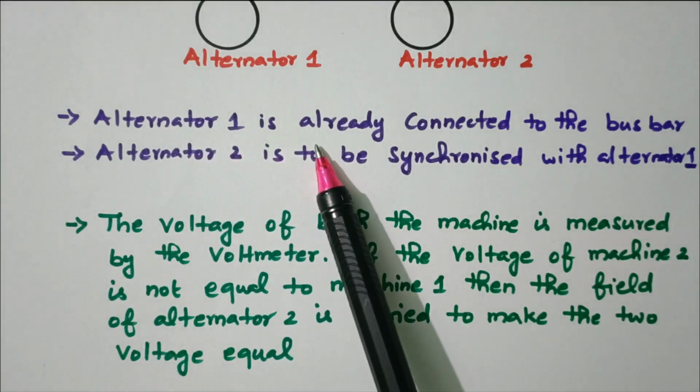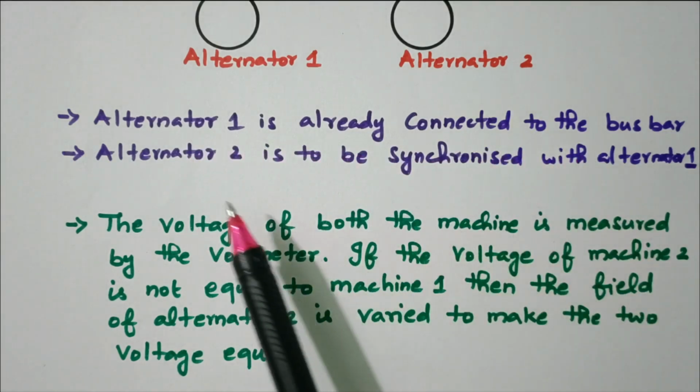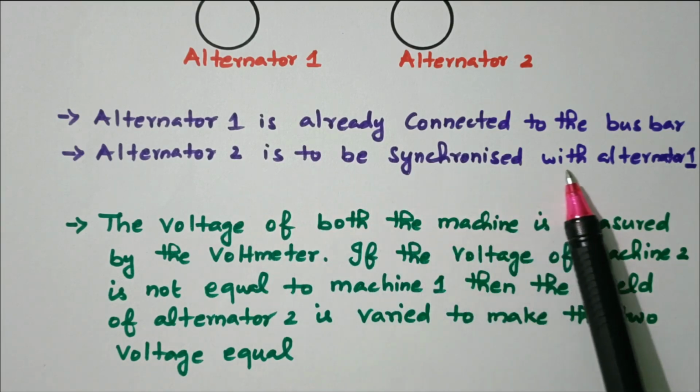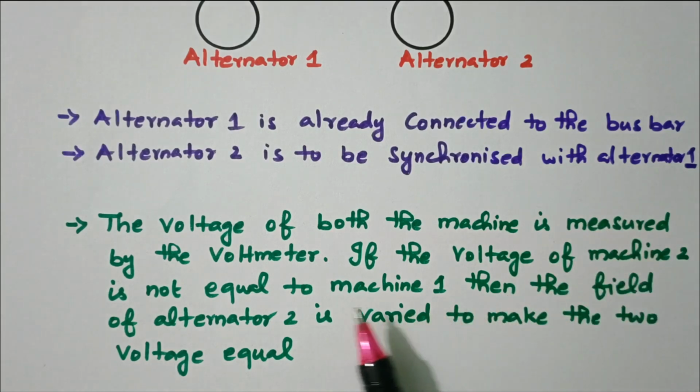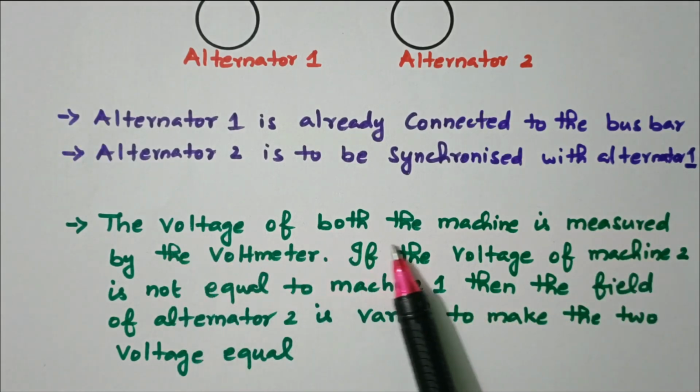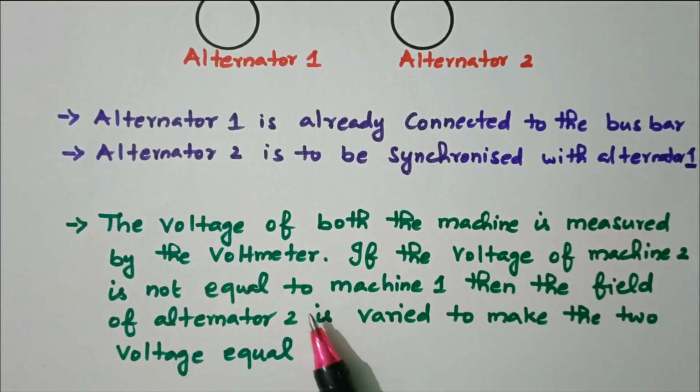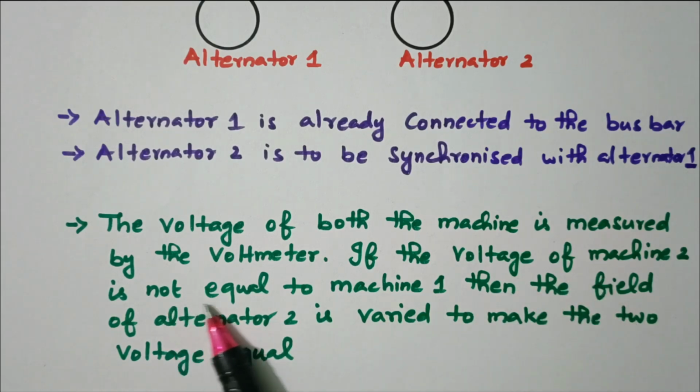So alternator 1 is already connected to the bus bar. Alternator 2 is to be synchronized with alternator 1. That is our aim. First we will see the voltage. The voltage of both the machines is measured by the voltmeter. If the voltage of machine 2 is not equal to machine 1, then the field of alternator 2 is varied to make the two voltages equal. By using the voltmeter, if we find the alternator 2 voltage is not equal to alternator 1, we can vary the field excitation. Now we'll go to the frequency and phase sequence.